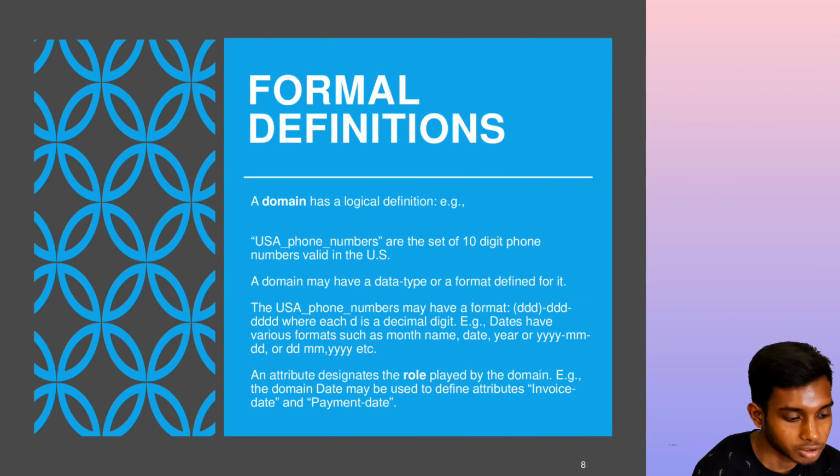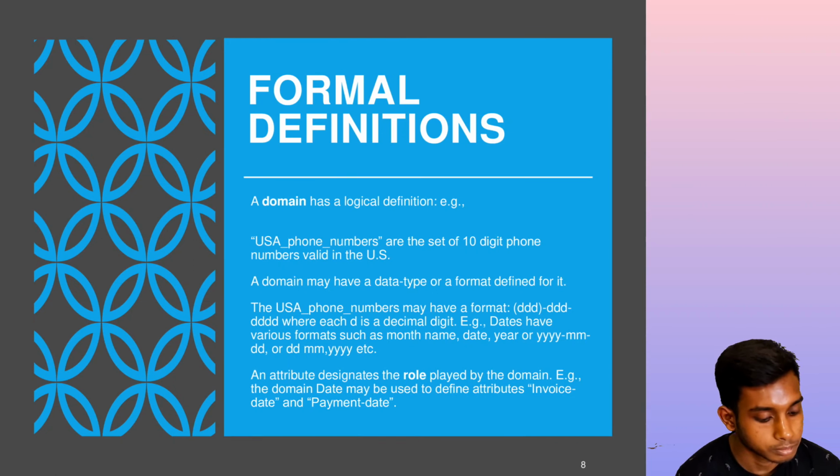Domain. A domain has a logical definition. For example, USA_phone_numbers are the set of 10-digit phone numbers valid in the US. A domain may have a data type or a format defined for it. An attribute designates the role played by the domain. Example, the domain date may be used to define attributes invoice date and payment date.